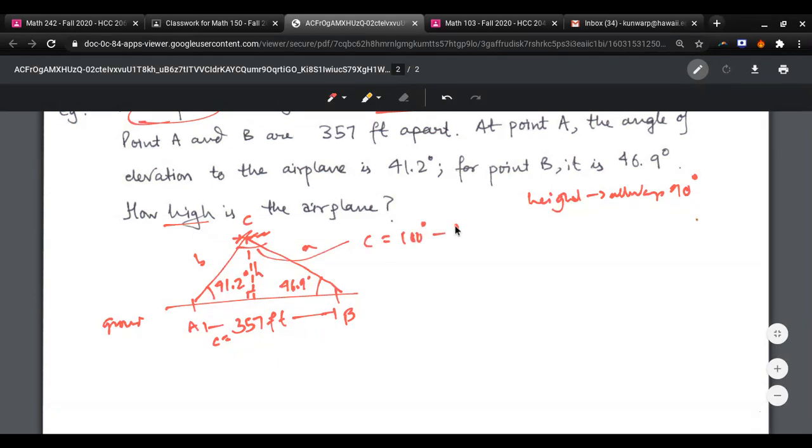Now we know angles A and B, so we can find angle C. That's going to be 180 minus 41.2 minus 46.9. Let's see what that comes out to. It comes out to 91.9 degrees.